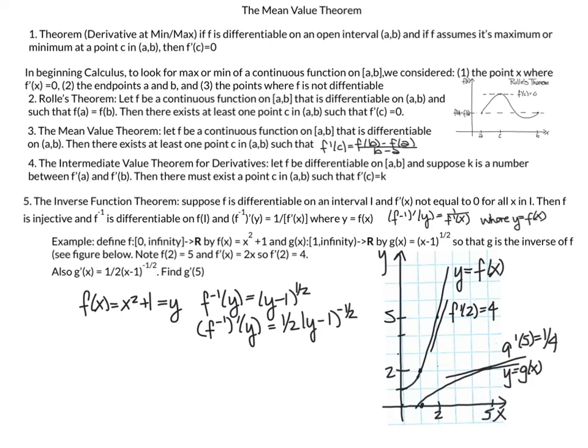I rewrote my g of x as the inverse of f because I like to be able to plug it into this formula directly. So if I look at what I have, f of x is equal to x squared plus 1, and that gives me a value of y. When I plug this value y into my inverse, which is (y minus 1) to the 1/2, I'll get back my x. And then also I can take the derivative of my inverse, so f inverse prime of y is equal to taking the derivative: 1/2 (y minus 1) to the minus 1/2.